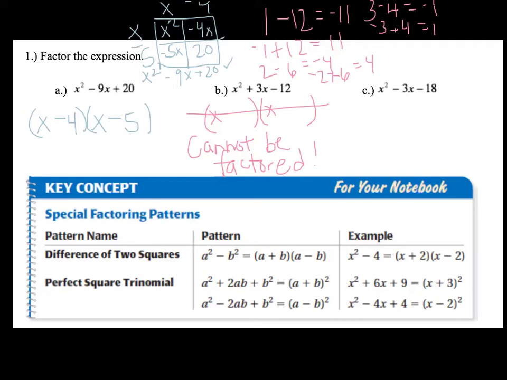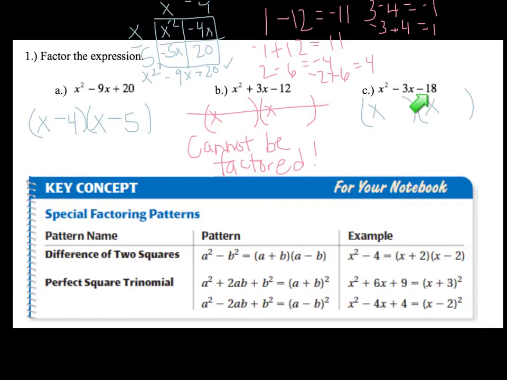On to letter C. So again, I start with a trinomial. It's got 3 terms, so I know it's going to factor into the product of 2 binomials. I consider my first term of x squared. And I think to myself, what can I place here and here to get a product of x squared? The answer is x and x.